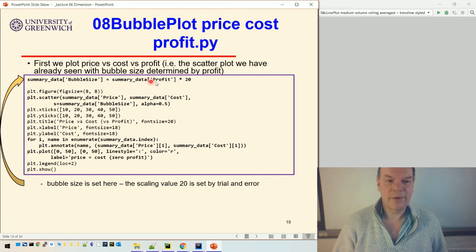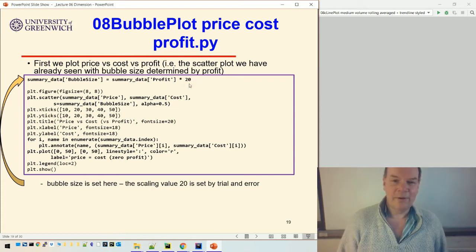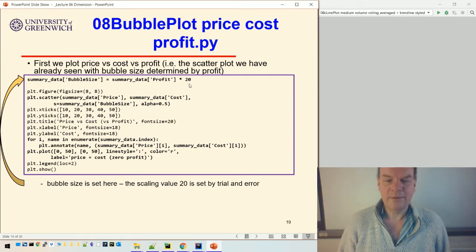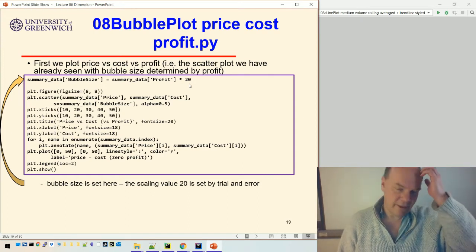So I want to take the profit, and I usually have to scale that by something. If I just set the bubble size to be the profit, normally that's not going to be big enough, and they'll just be tiny dots. So I need to scale that by something. So I have to pick a value. Here I've picked 20, and that's just done by trial and error. I don't think there's a standard formula for finding a good bubble size.